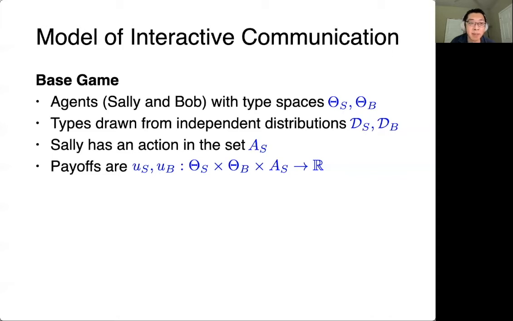So in the base game, there are two agents, Sally and Bob. They have type spaces, theta S and theta B, and their types are drawn from independent distributions, dS and dB. Sally has an action from the set A_S, and then the final payoffs are the functions U_S and U_B, depending on the types theta S and theta B, and also Sally's final action a_S.